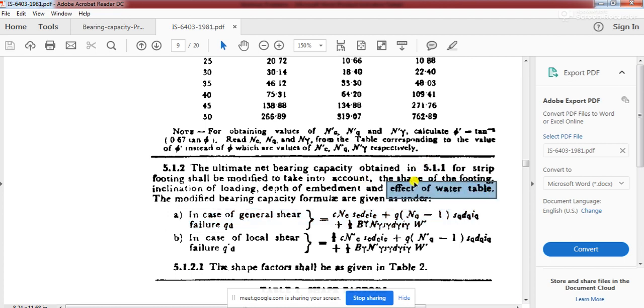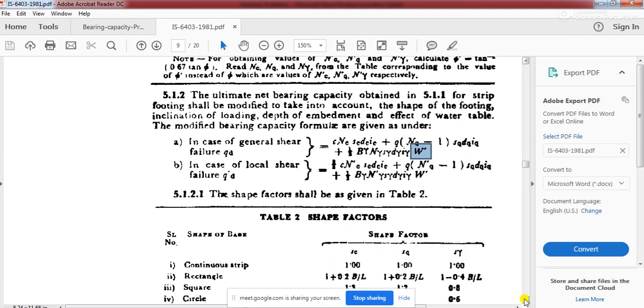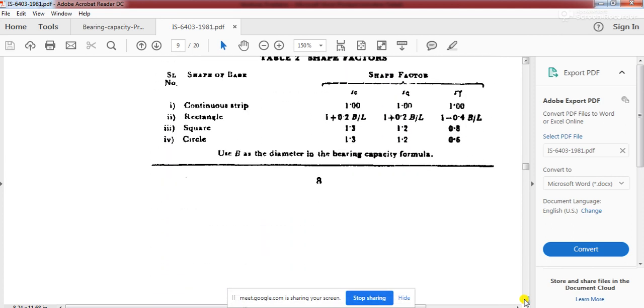This formula is taking care of the shape of the footing, inclination of loading, depth of embedment and effect of water table. To take care of the effect of water table, you need to multiply it with W dash. The value of W dash, I have explained how to calculate.